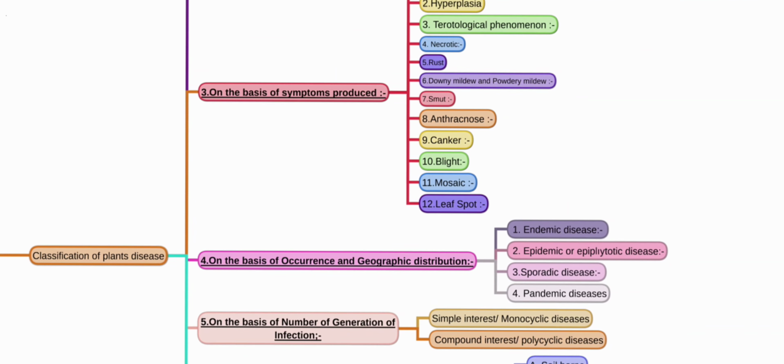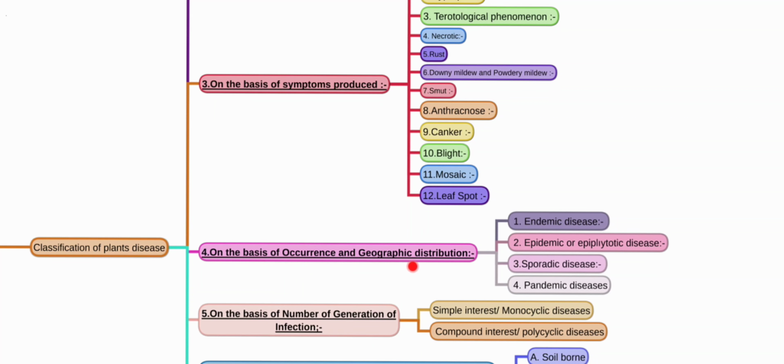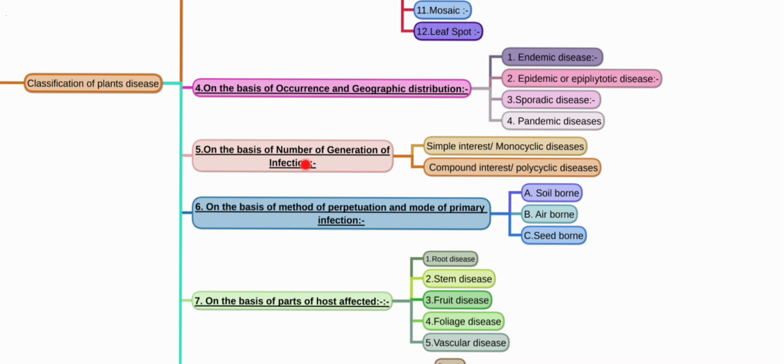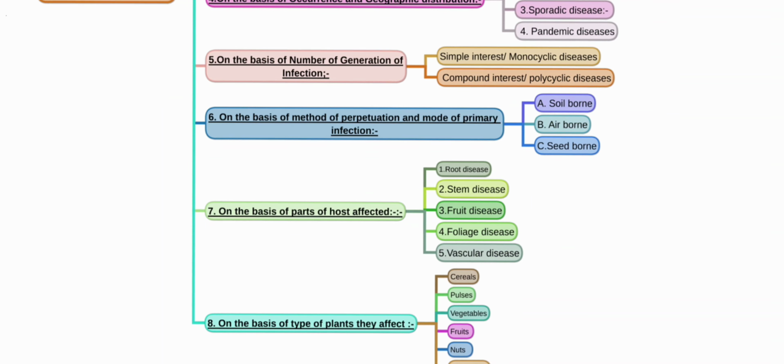And fourth one is on the basis of occurrence and geographic distribution, the plant diseases are classified into four types. First one is endemic disease, second is epidemic or epiphytic disease, third one is sporadic disease, fourth one is pandemic disease. And fifth is on the basis of number of generations of infections, the plant diseases are classified into two parts. First one is simple interest or monocyclic disease, second one is compound interest or polycyclic disease.